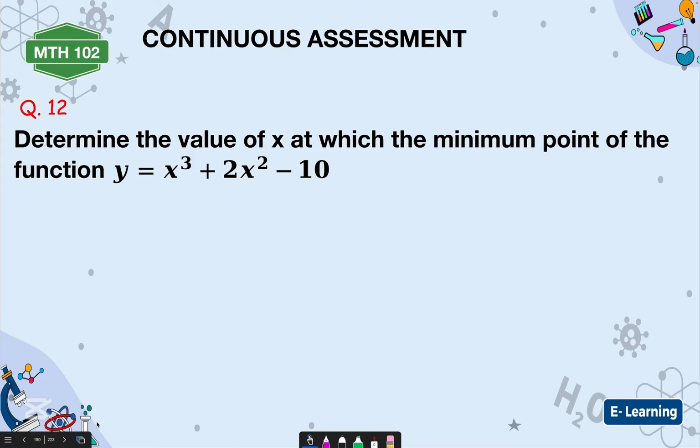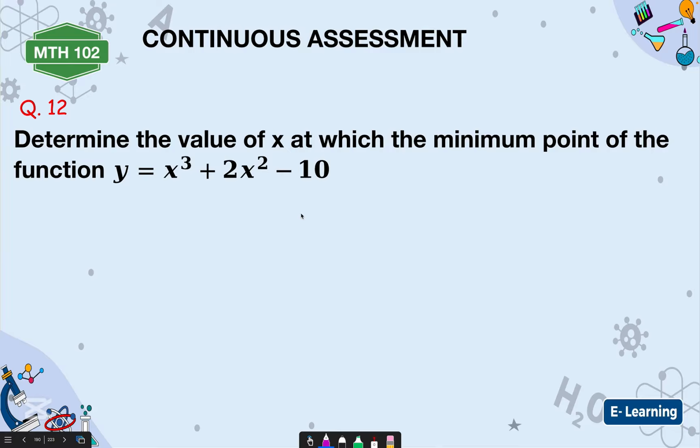All right, so we are going to look at the next question in the series of questions for the Maths 104 lecture series. The next question says, determine the value of x at which the minimum point of the function is equal to 0. Now, how do you determine the minimum point? The minimum point is the point where the dy/dx is equal to 0.